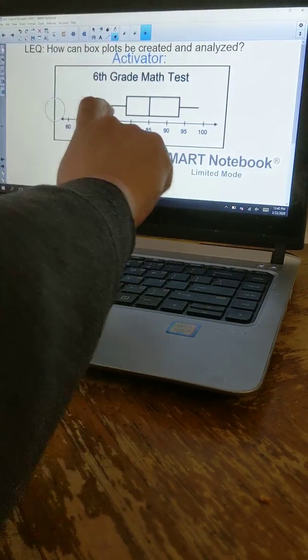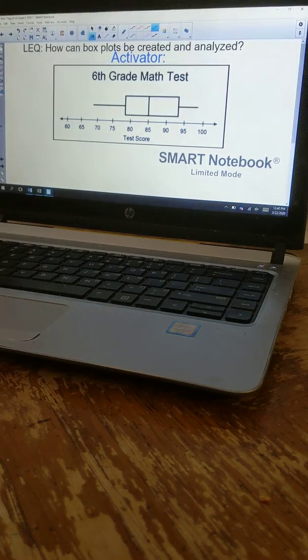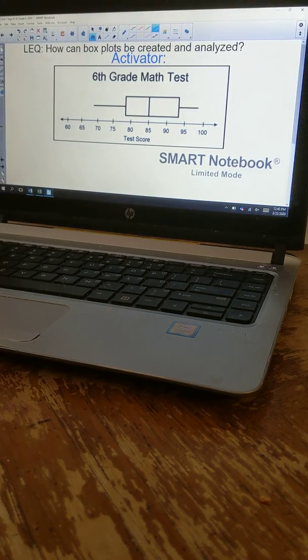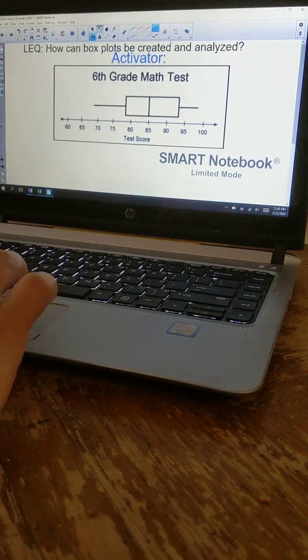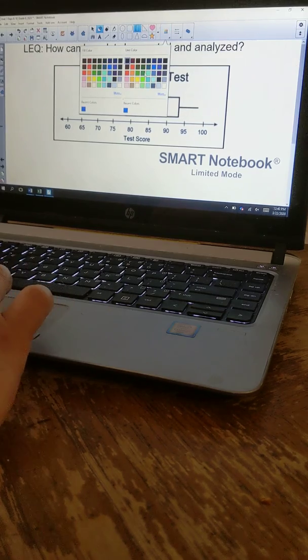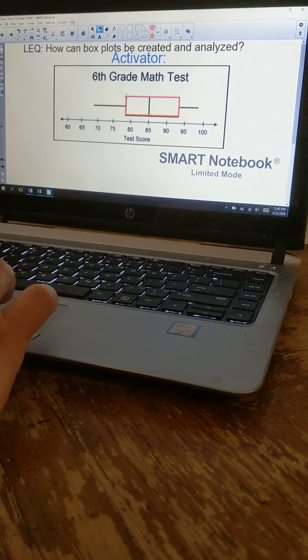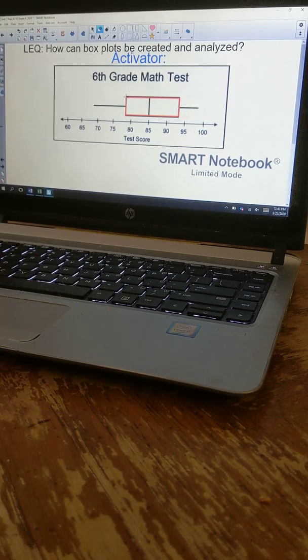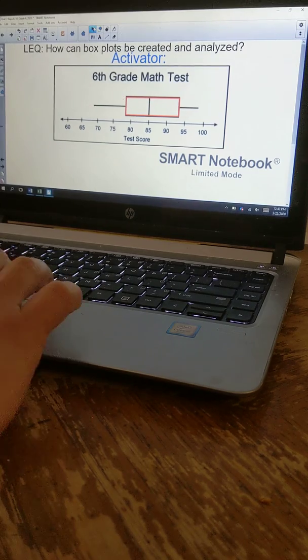Now we're going to look at some features of this graph on the next page. You're going to take some notes. But the box itself is an important part of this graph, which makes sense because it's called a box and whisker plot. So the box of this graph is right here, and this box has some specific features to it. The most important being that line right down the middle is the median score.